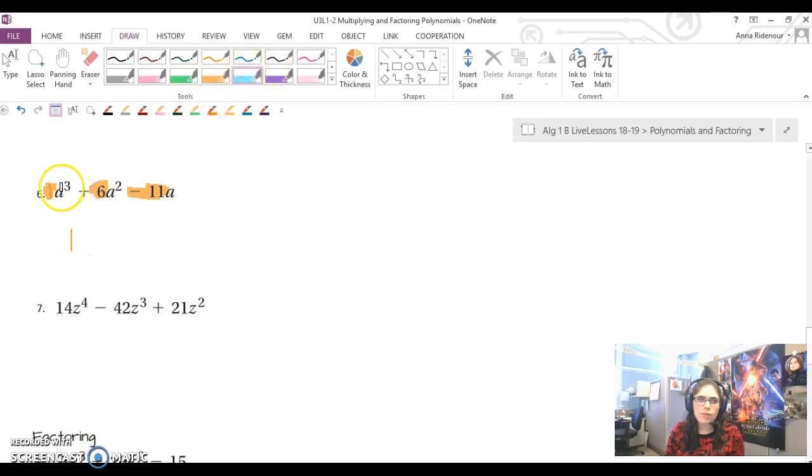And then when I look at my variables, I have a to the third, a squared, and regular a. So once again, I'm limited by my lowest exponent, which is just that a. So this is just 1a is the biggest thing that I can factor out. That's my GCF.